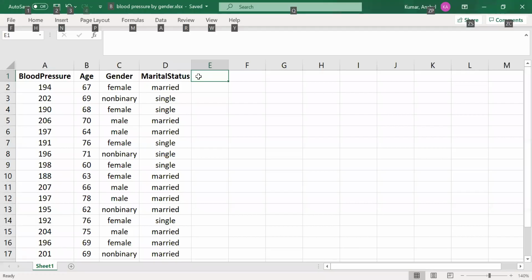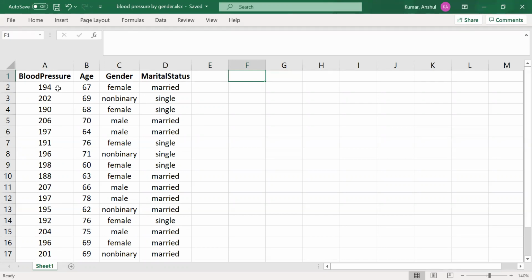So we'll get started by looking at this data here in Excel. Let's say we're interested in the research question, what is the relationship between blood pressure and gender? And so what we did is we went out and surveyed, say, 16 patients who were in the hospital, and collected data on their blood pressure, age, gender, and marital status. And we put it all into this spreadsheet.